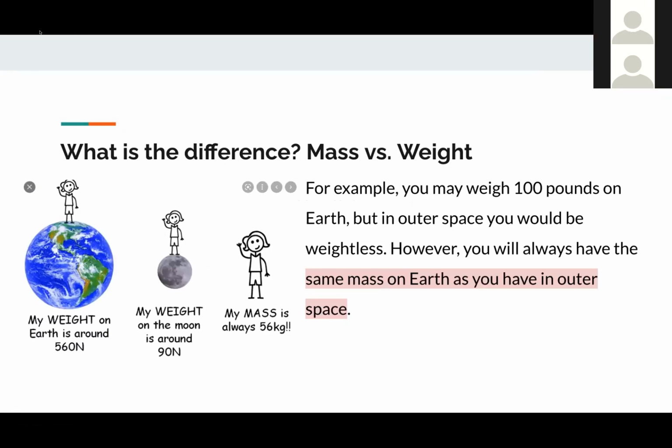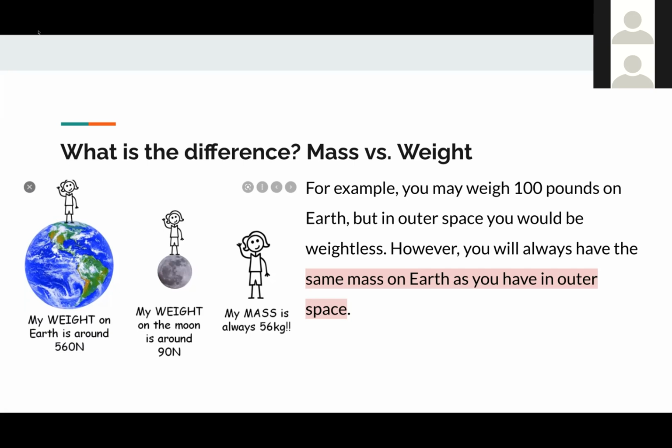So now moving on, what's the difference between mass and weight? We've been throwing these two terms around. So let's say, for example, you weigh 100 pounds on Earth, but in outer space, you might be weightless because you're just floating around in the vacuum of space, right? You have no weight. However, you'll always have the same mass on Earth as you have in outer space. You can see on the picture on the left, it demonstrates what I say.